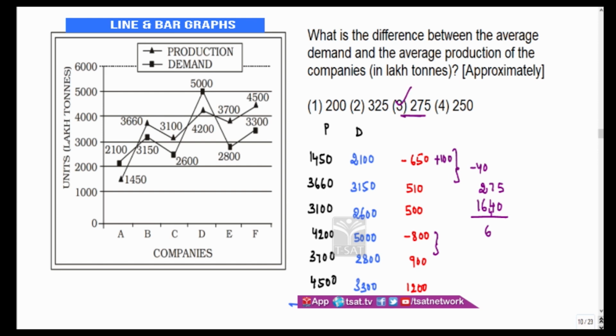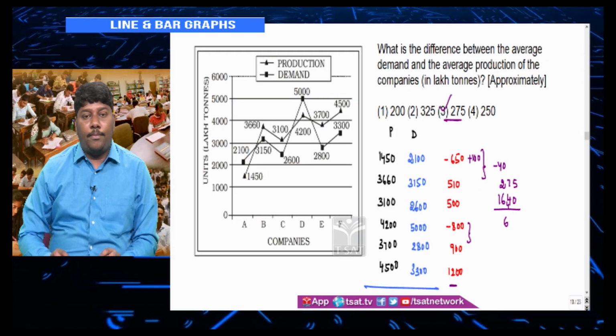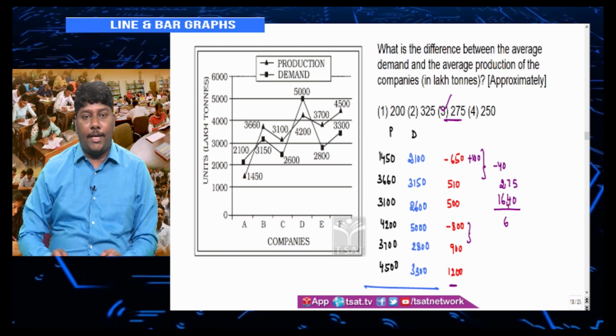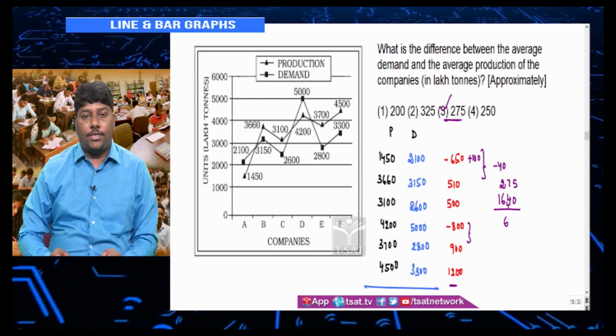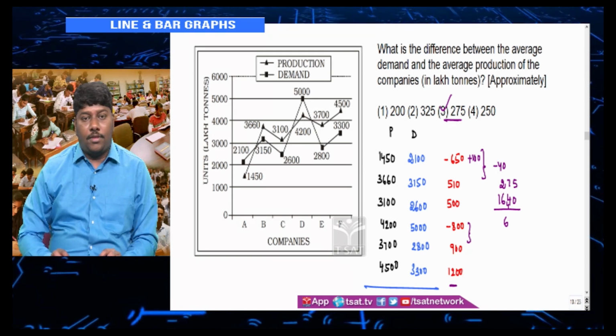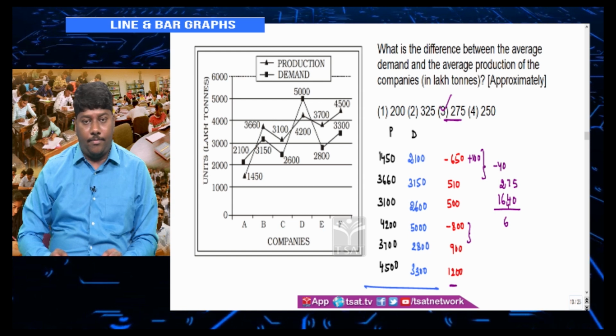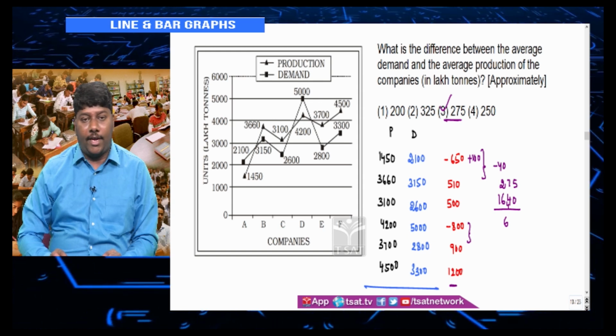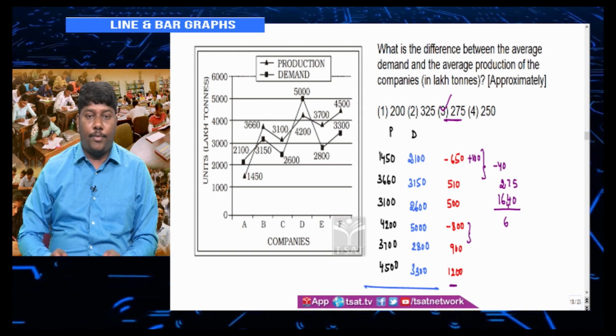On the graph also you can find the differences. In order to make it clear, I have written the values, but it is up to you to find the differences, but make sure that you give positive and negative signs. See, when production is more than demand, you get a positive sign. When production is less than the demand, then you get a negative sign. When demand is more, you get a negative sign. When production is more, you get a positive sign.